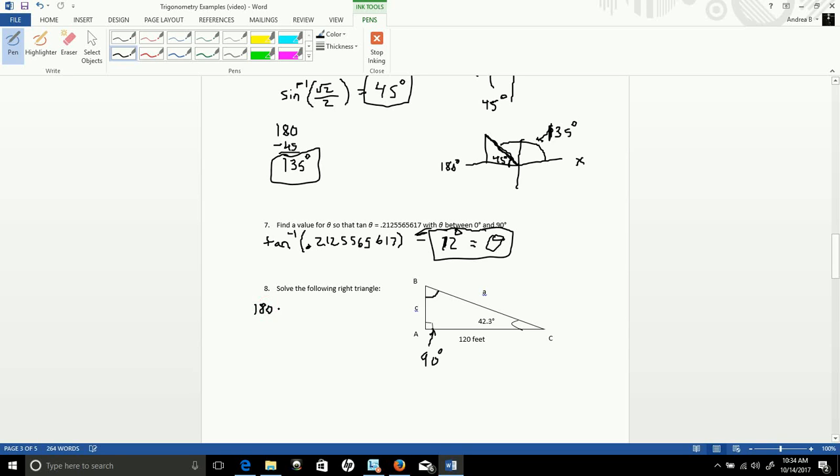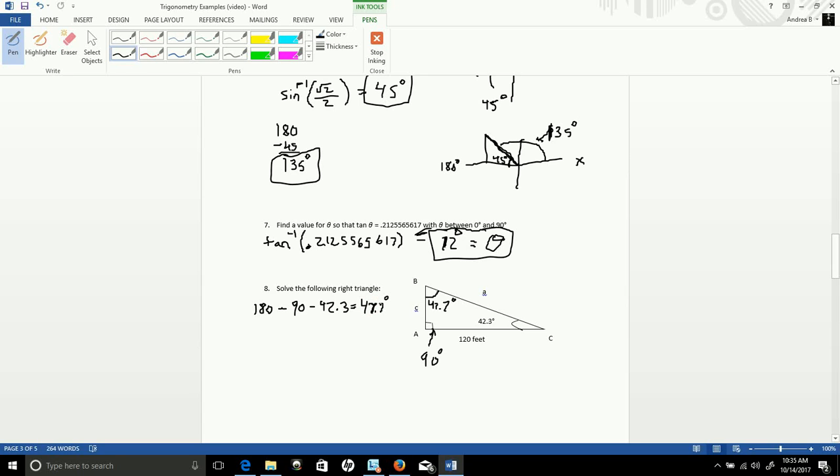So if we want to figure out angle B there, we're going to want to do 180 degrees that we have for our total, and subtract off what we already have there, the 90 degrees and the 42.3 degrees that we already had to start out with. So here, if we do 180 minus 90 minus the 42.3, we get 47.7 degrees for that top angle, angle B. So up here, we would have 47.7 degrees there.